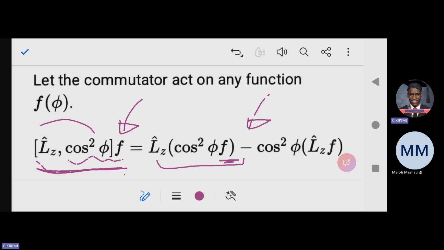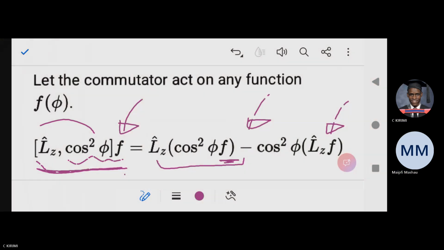Now we are starting with the right, which means the term on the right is cos squared phi. So it's cos squared phi multiplied by LZ. After you multiply by the LZ, don't forget to put what? The F as the last term. Why? Because it's coming from this idea that F is sitting there as the last term. That's why you're seeing that all these functions are ending with what? With F. Any question?